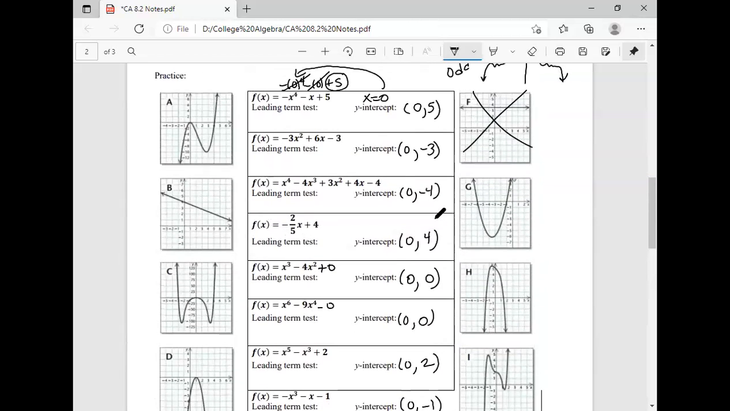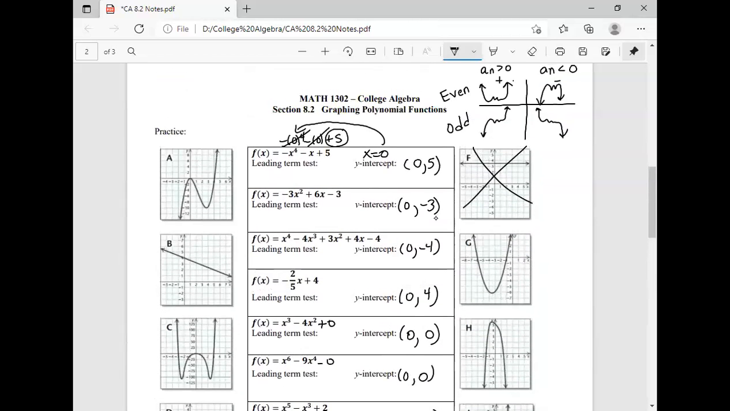Leading term test. When you're doing the leading term test, the first thing you do is find the highest power exponent, and I'm going to circle this term. So this is my leading term because x to the 4 would be the highest power exponent I have on any x. Is 4 even or odd? Even. So I know that either both of my arrows are going to be facing up or facing down because it's even.